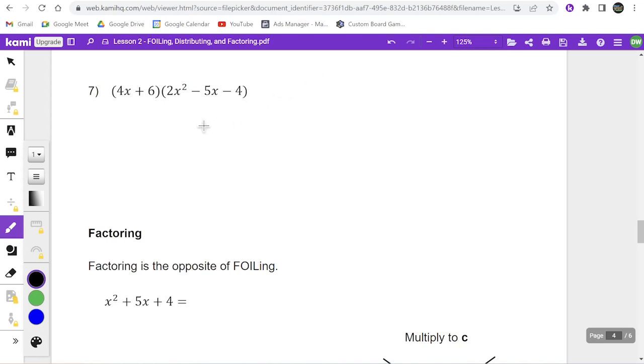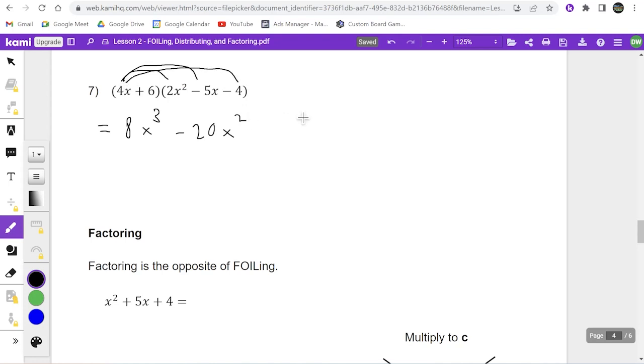So let's see if you got the right answer. So we have 4x times 2x squared is the first term. 4 times 2 is 8. X times x squared is x cubed. That's what you had to do with the first one. That's not a good cubed. Let me draw that better. There we go. Beautiful cubed. Okay, next. 4x times negative 5x. That's going to be minus 20x squared. Because the 4 times negative 5 is negative 20, and x times x gives me x squared.